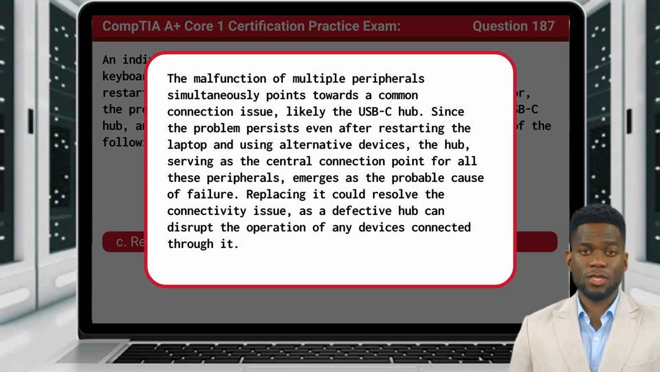The malfunction of multiple peripherals simultaneously points towards a common connection issue, likely the USB-C hub. Since the problem persists even after restarting the laptop and using alternative devices, the hub, serving as the central connection point for all these peripherals, emerges as the probable cause of failure. Replacing it could resolve the connectivity issue, as a defective hub can disrupt the operation of any devices connected through it.